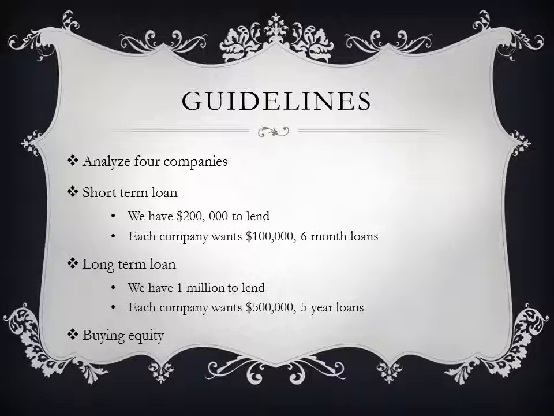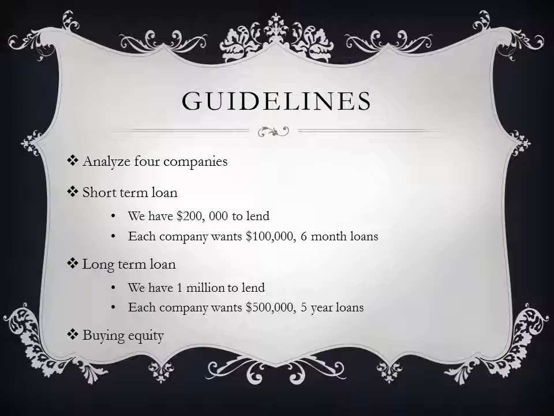For this project, we had to analyze four companies using information from Bloomberg. The first part is choosing who we wanted to lend a short-term loan to. We have $200,000 to lend, and the companies want $100,000, 6-month loans.